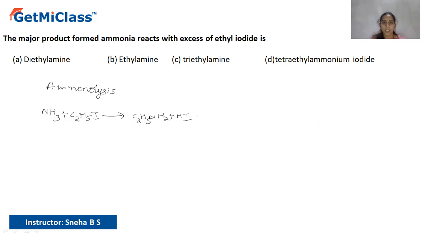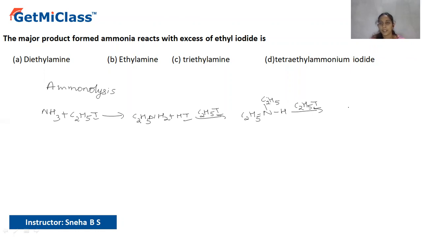Again, we have to treat with excess of ethyl iodide, another molecule of ethyl iodide. So again it's NH with C2H5 and C2H5. Here you get a secondary amine, so nitrogen is connected to two ethyl groups. With excess of ethyl iodide, again you have to treat with another molecule of ethyl iodide. So again hydrogen is replaced.